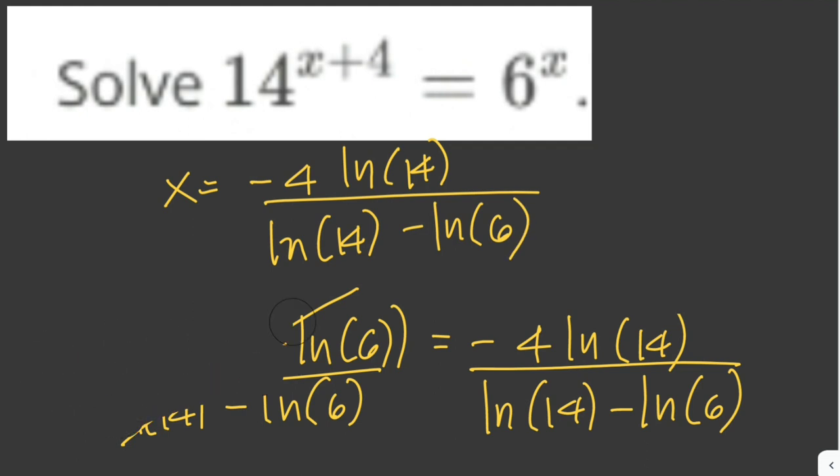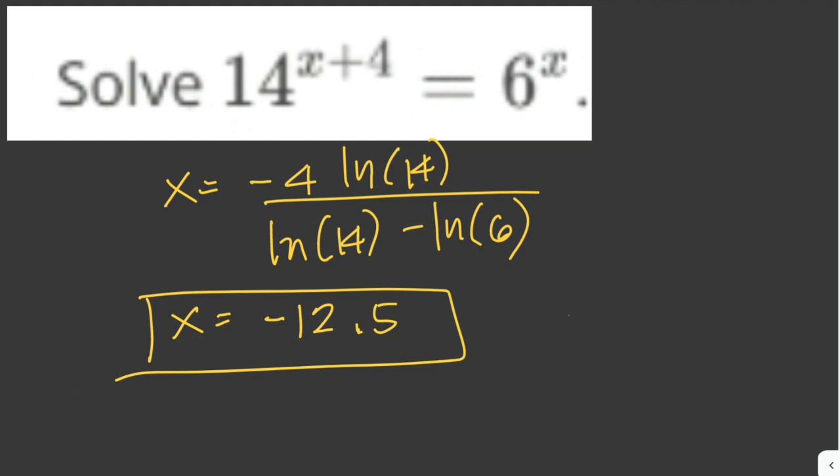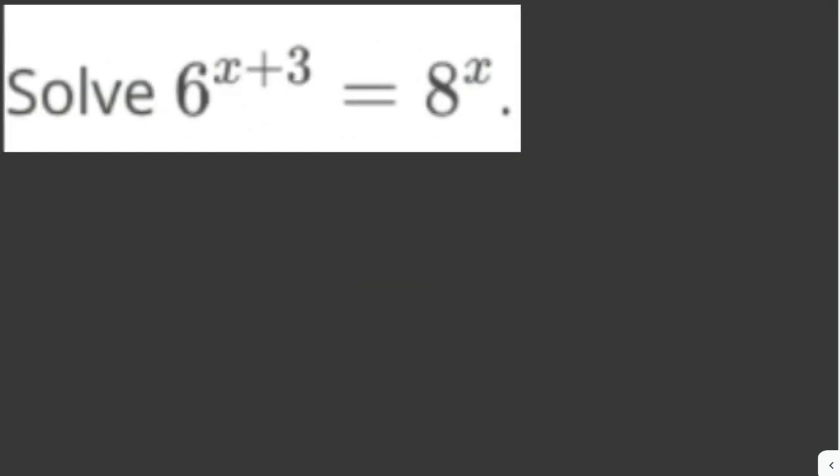Okay, if we evaluate this using the calculator, this would give us a number that is approximately equal to negative 12.5, rounded to the nearest tenth. So that is the value for x. Right, let's solve another problem here.